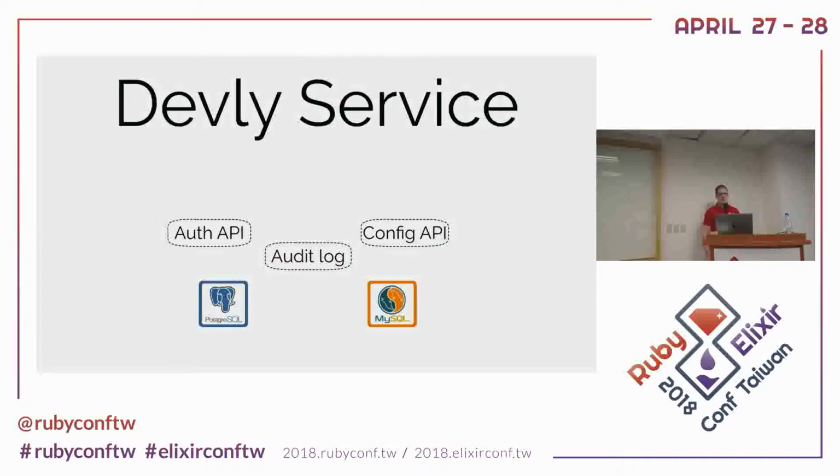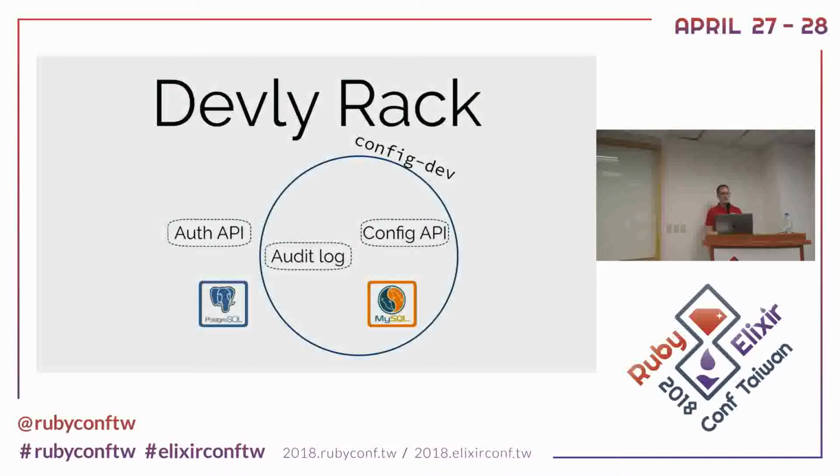We'll create a few more services for our applications, including the authentication API, the configuration API, and some databases they use. If we're going to work on the configuration API, we don't want to start up services we don't need, and the same for the authentication API. We can create a rack for developing the configuration API that only contains the services it needs. We need a MySQL database, the audit log, and the config API services.